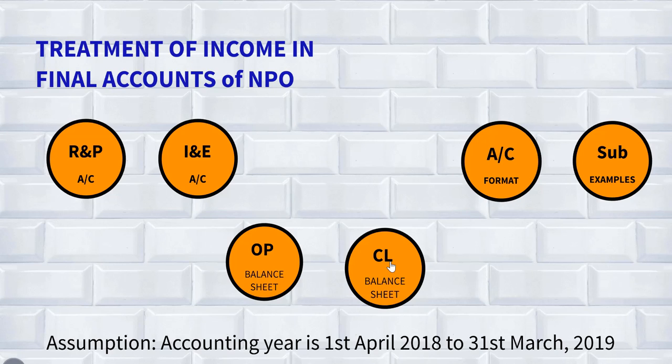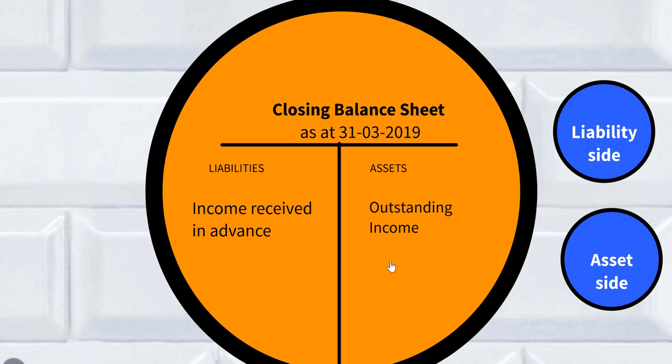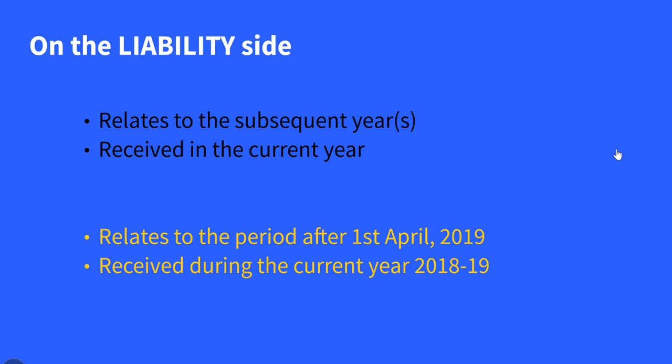Closing balance sheet. Again, the income received in advance will come on the liability side. Accrued income or outstanding income will come on the asset side. But in terms of dates, on the liability side, we will write income which relates to the subsequent year. It is supposed to be received only in the subsequent year, but it has already been received in the current year. So which means it relates to the period after 1st April 2019, but it is already received during the current year 2018-19.